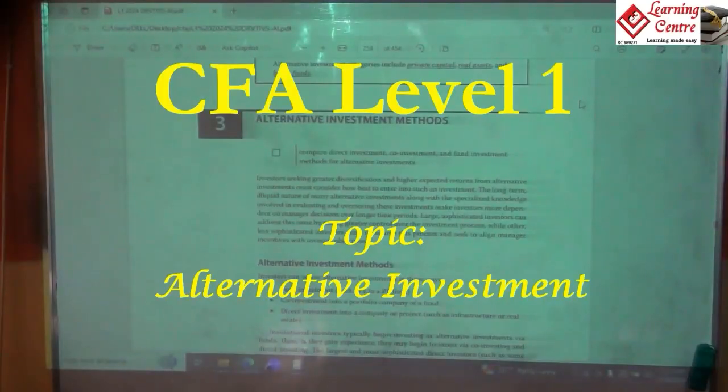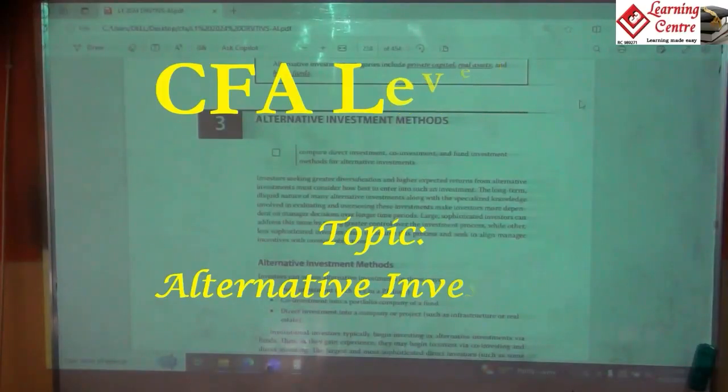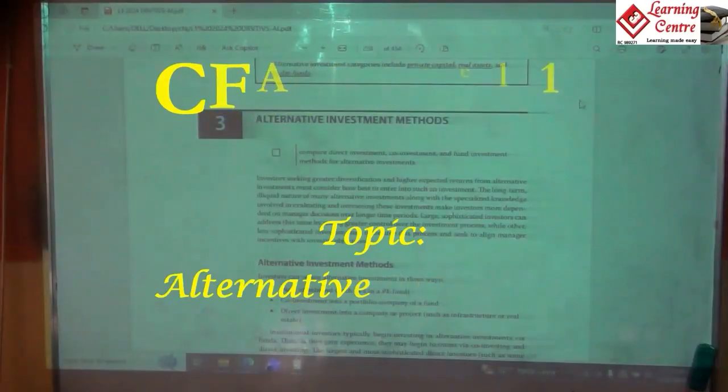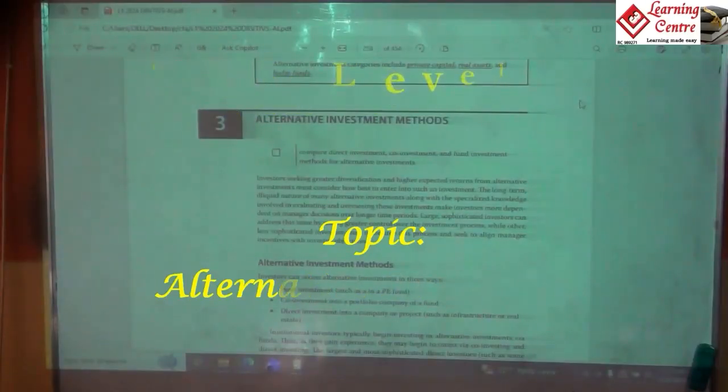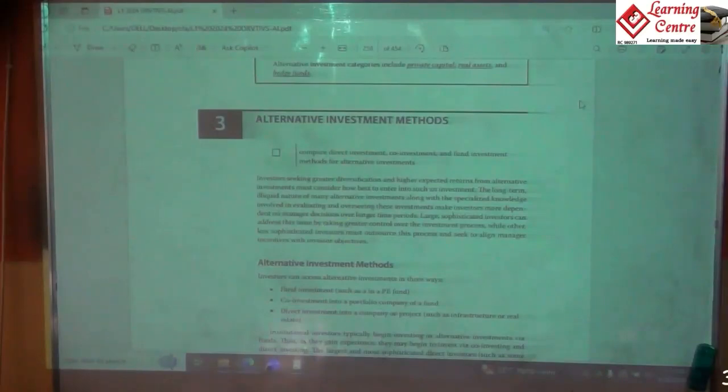So there are different investment methods in which you can invest. There are three ways in which you can invest in alternative investment. One of them is fund investing. Another one is co-investing. Lastly, direct investing. So what is fund investing?